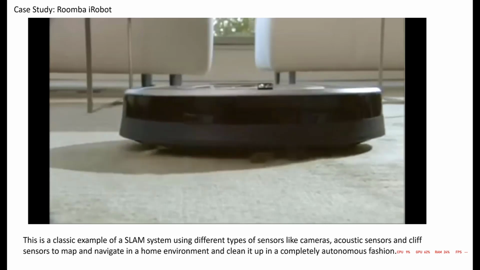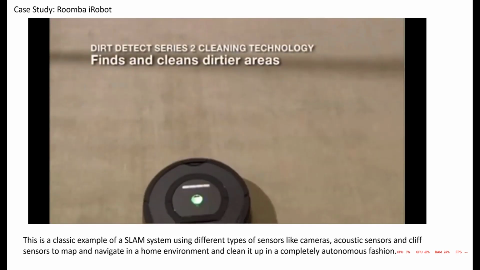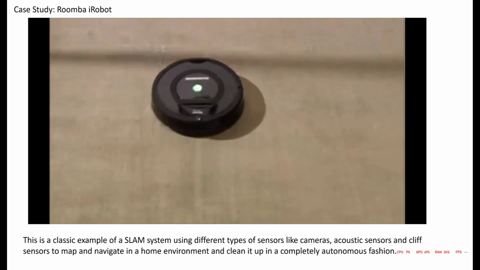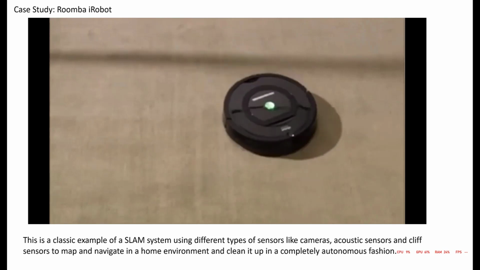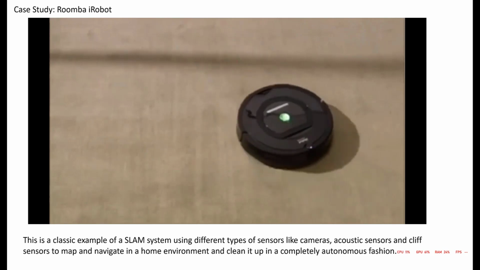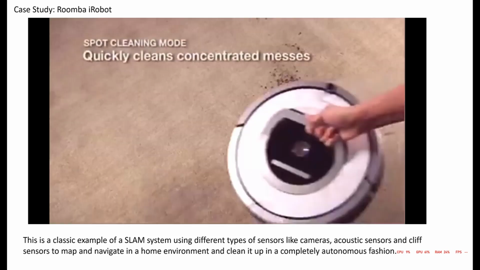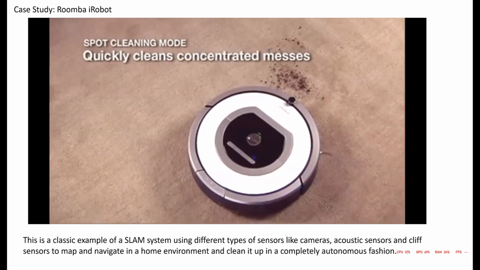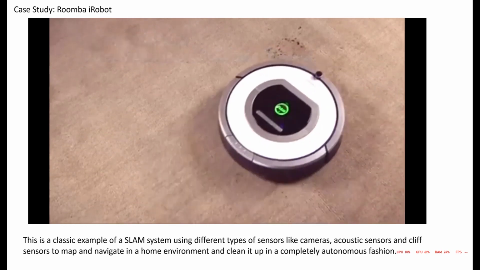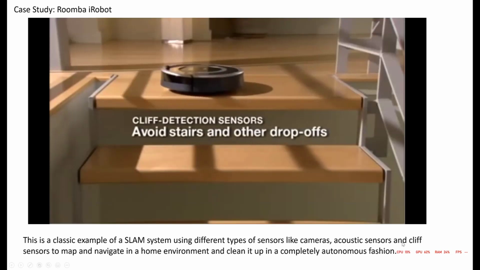With advanced dirt detection, Roomba uses optical and acoustic sensors to find dirt and debris, intensely cleaning the areas of the floor that need it most. The robot's persistent patch cleaning technology uses a repeated back and forth motion to thoroughly clean even the dirtiest areas. For smaller and more concentrated messes, Roomba's spot cleaning mode quickly gets rid of dirt and debris. The robot uses cliff sensors to avoid stairs and drop-offs while cleaning.